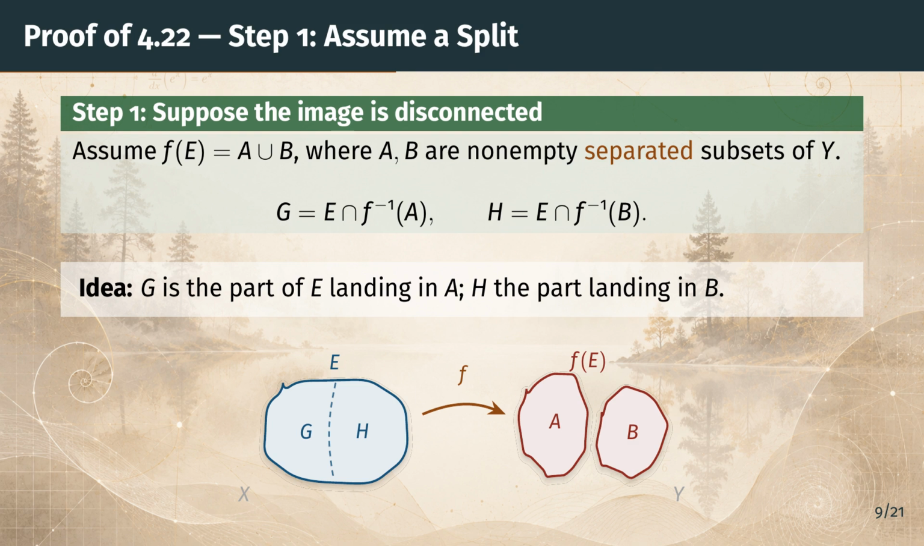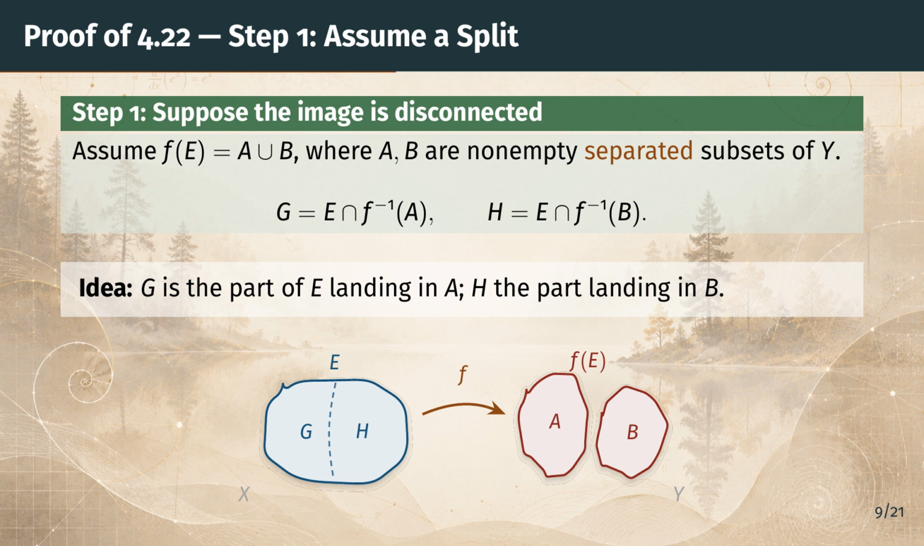Step 1. Suppose, for contradiction, that the image is not connected. Then we can write f of E as a union of two non-empty separated sets, A and B, living in Y. In the picture on the right is the image f of E, the same deformed shape from the previous slide, but now broken into two red pieces that stay apart, A and B.